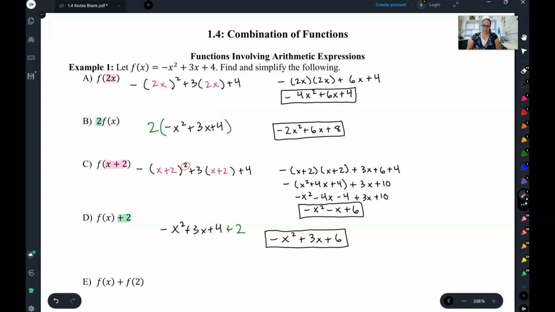This one, once again, remember, squaring is timesing it by itself. So I FOIL this all together, and that's where I got that. I distributed the 3 to get 3x plus 6. Then I distributed the negative to get that, and then combined everything I could. Last, all I had to do here was combine the 4 and the 2.